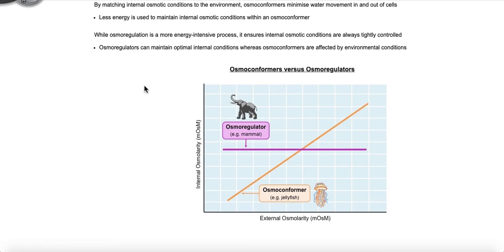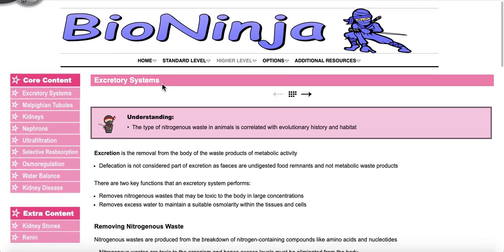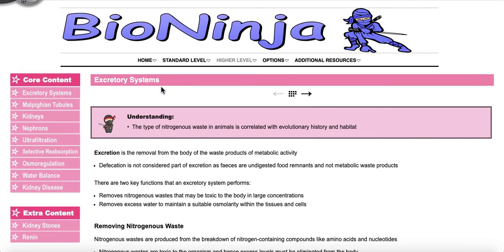Okay, so that is the initial information that you are required to understand of 11.3, and that is it for today.